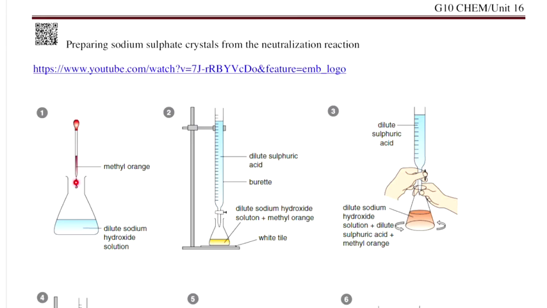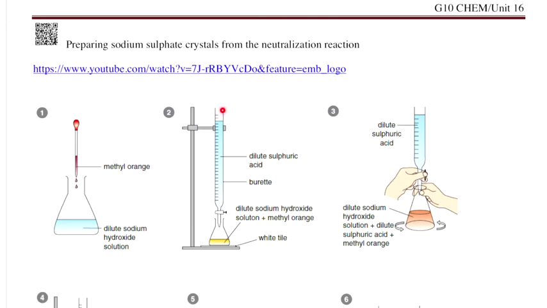Okay, so after adding the indicator, we're going to put the conical flask that contains the known amount of sodium hydroxide with methyl orange below the burette. And we are going to fill the burette with the other reactant that we are going to use. So here we're going to use dilute sulfuric acid.